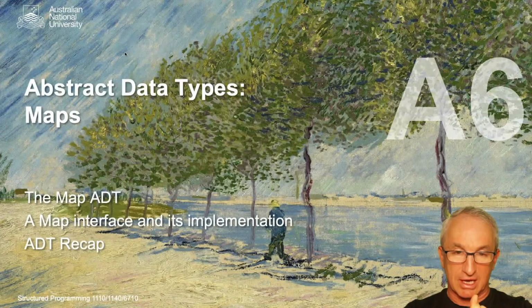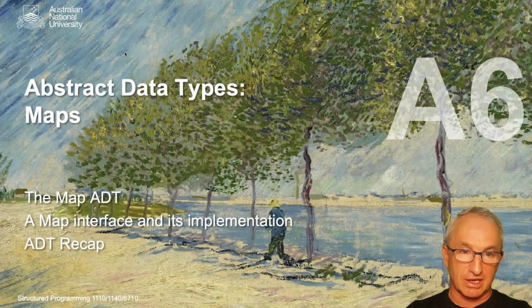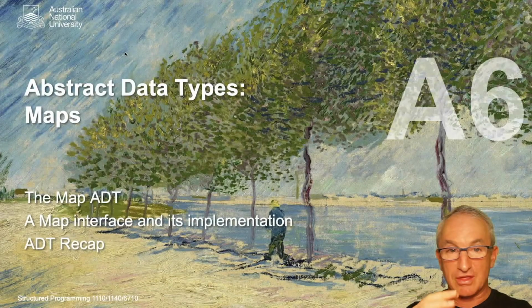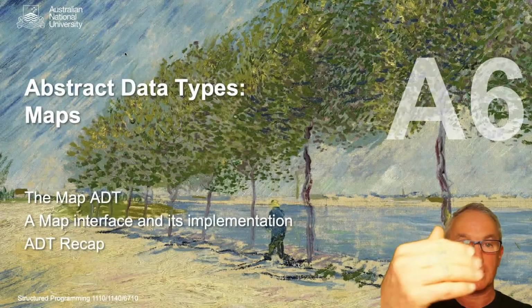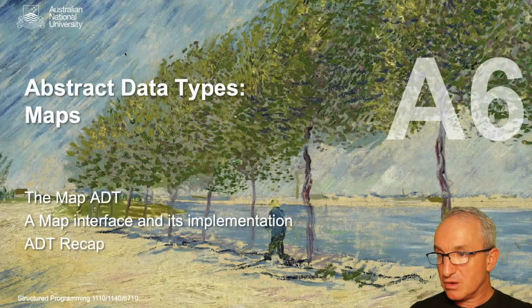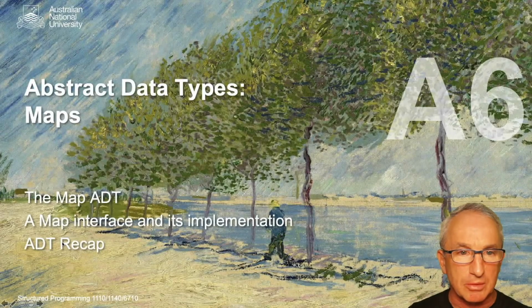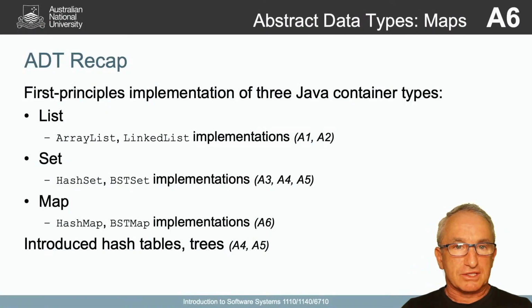Recap, we learned about containers. We also learned about abstract data types, and we learned about trees, linked lists, and hash tables. And they're the things we used to implement these container types. All right, very good. And I can see that the streaming service seems stable now. Let's get on with this.